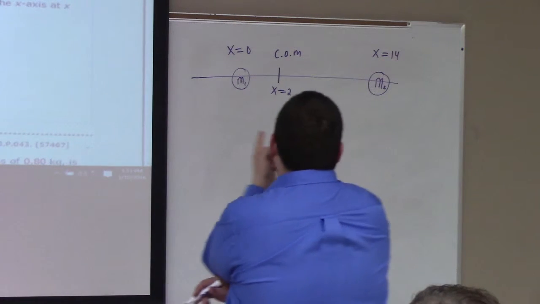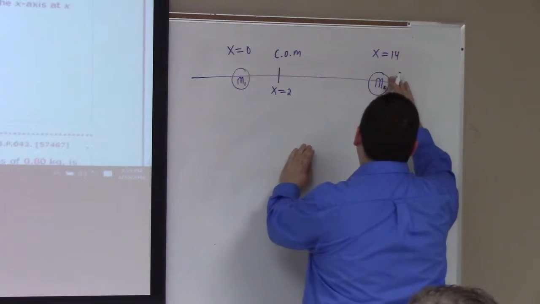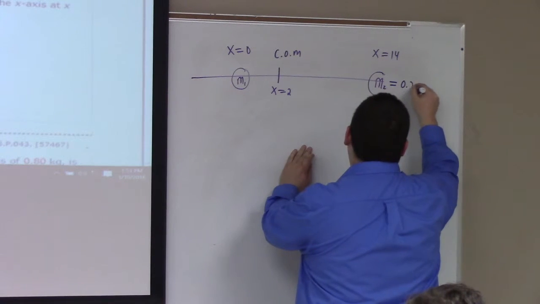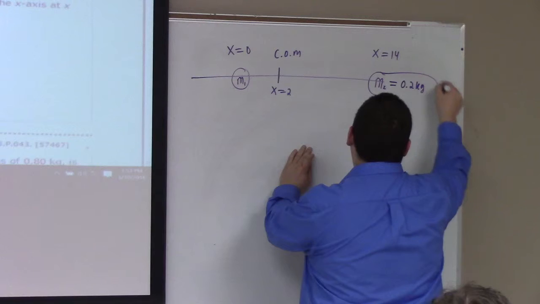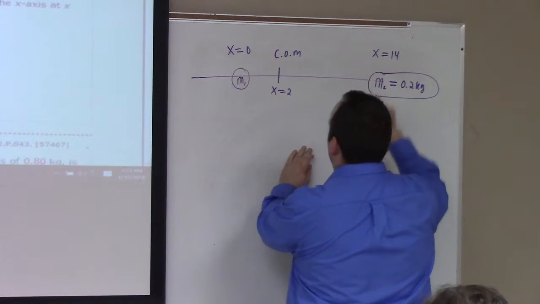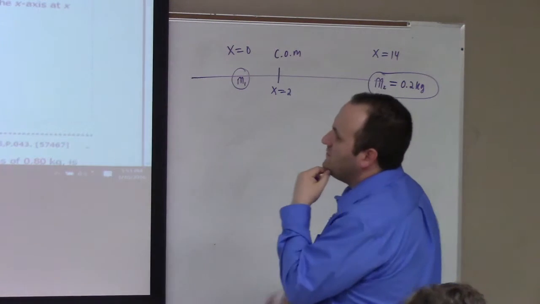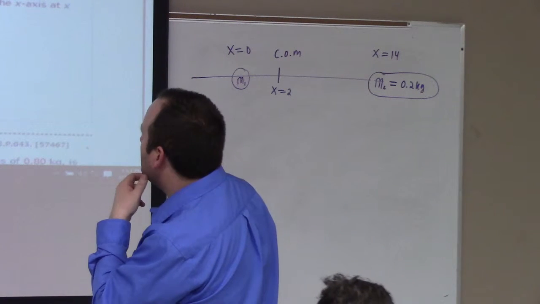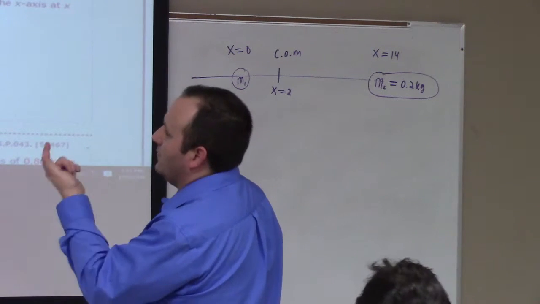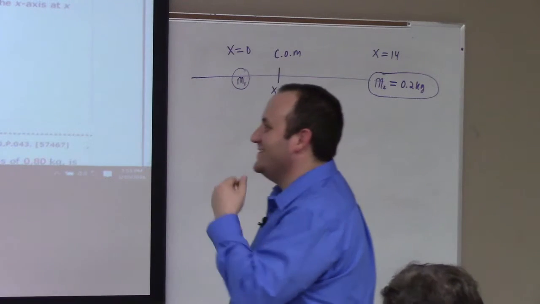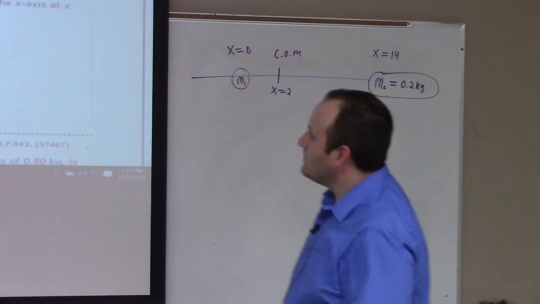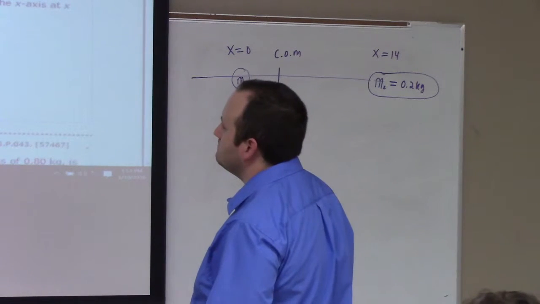Oh, and we're told that M2 is equal to, what was it? We don't know M1? Do we know the mass of M1? I don't see it. Oh, part A. What else do we know? The velocity of the center of mass.